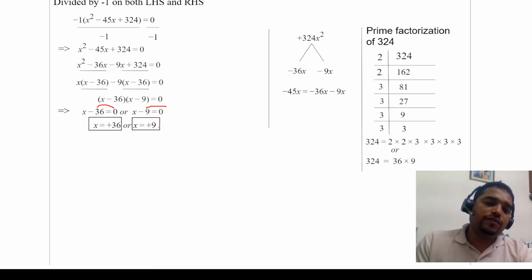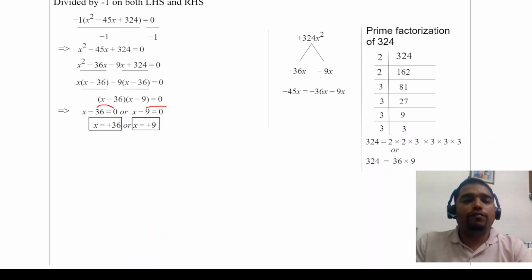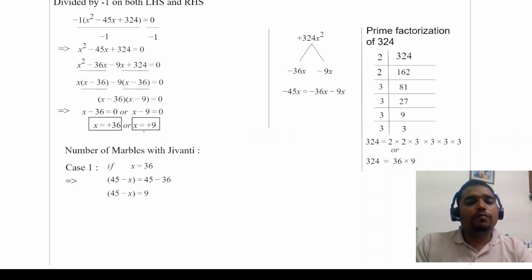Now what is the use of these numbers 36 and 9? These are the number of marbles which John had. Because it's a quadratic equation, it can have a maximum of two different values, and those two values are 36 and 9. Now we will try to find out the number of marbles with Jivanti. Because there are two answers for x, Jivanti would have two different numbers of marbles depending on the number of marbles with John. That is, if x is equal to 36, then 45 minus x was the number of marbles with Jivanti, so 45 minus x is equal to 9.